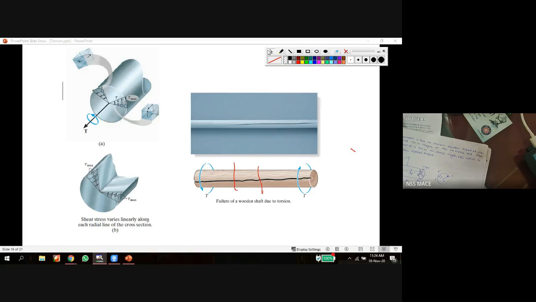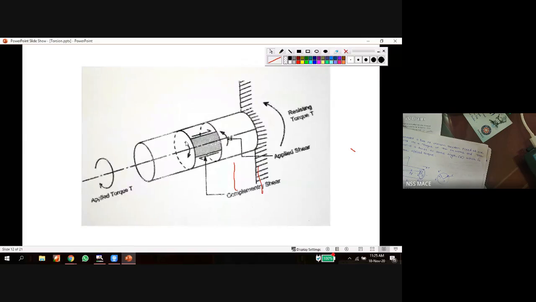Wood fails along the longitudinal axis when subjected to external torque, not along the lateral direction. What is the reason? Because of the shear force in the longitudinal direction. What type of shear force is that? We discussed that there are two types of shear forces developed here. One is in the lateral direction. One is along the longitudinal direction. The longitudinal shear force is the complementary shear force.